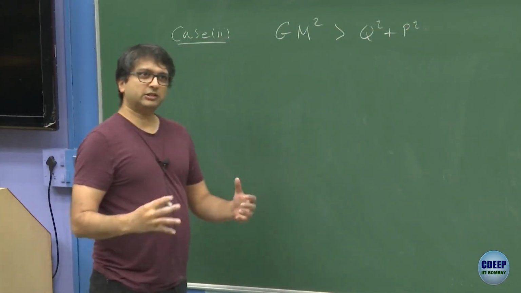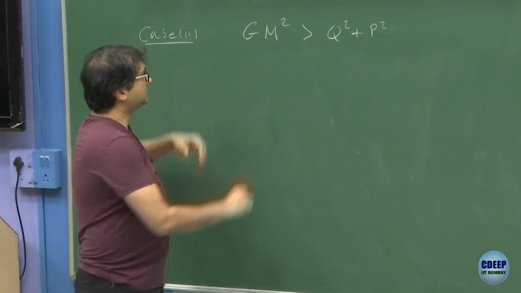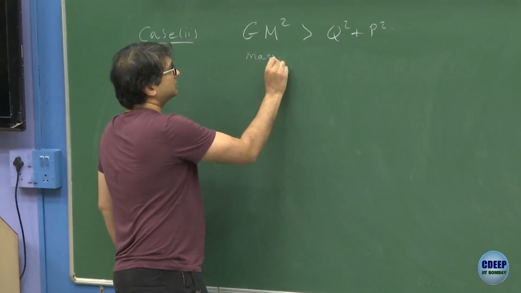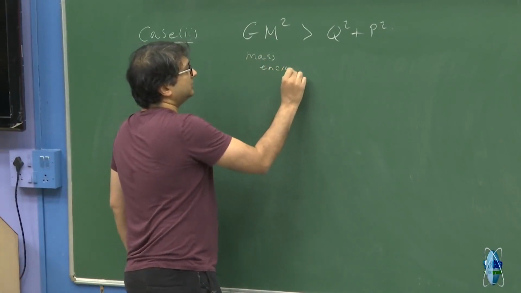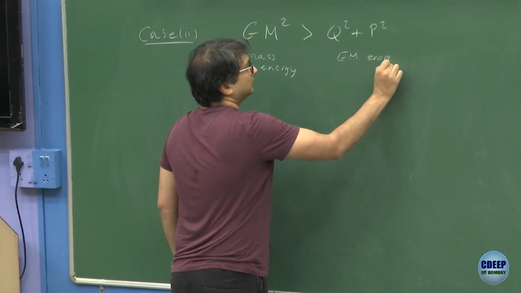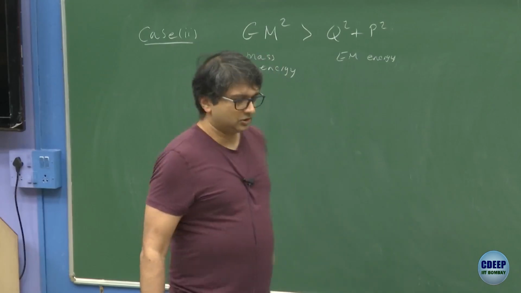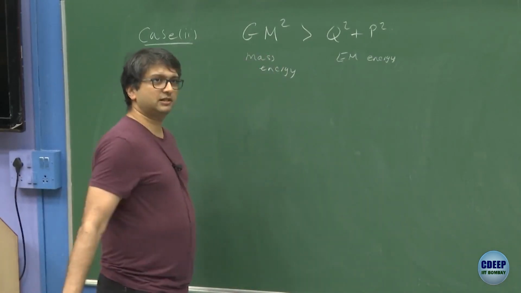So in a realistic collapse, you would expect this to be true. That is, the total mass energy is greater than the electromagnetic energy associated with the black hole. So this is expected to be the more generic scenario.